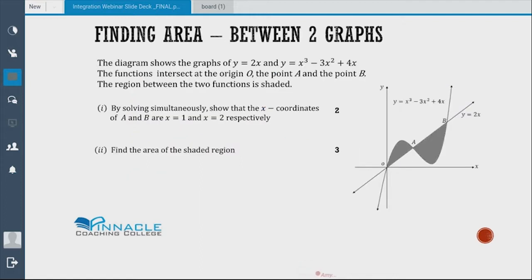Next one. This one's getting a little bit more tricky. We've got two graphs that intersect at two different points, and we're looking to basically find the area bound by the two graphs. So the first step, we need to find out where they intersect. So I'll give you guys a minute to solve it simultaneously, see if you can find out where they intersect.